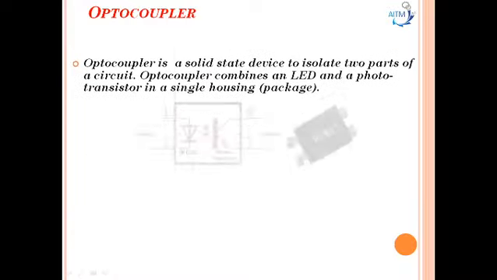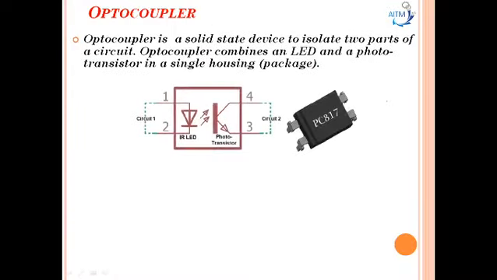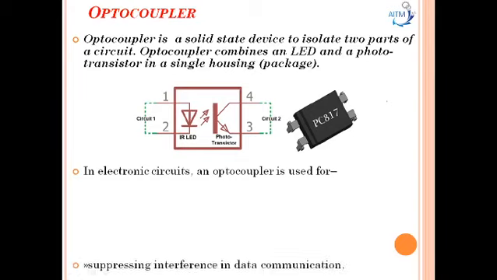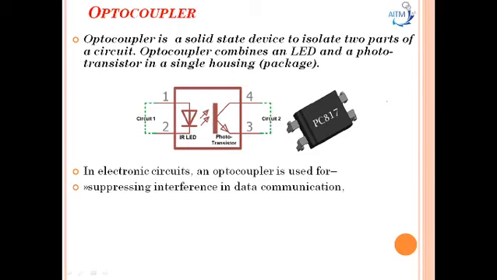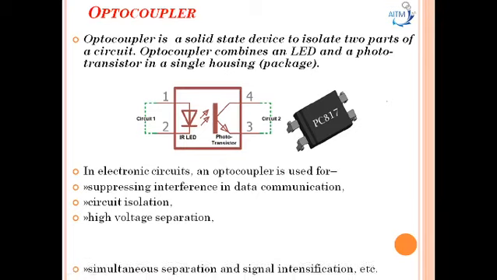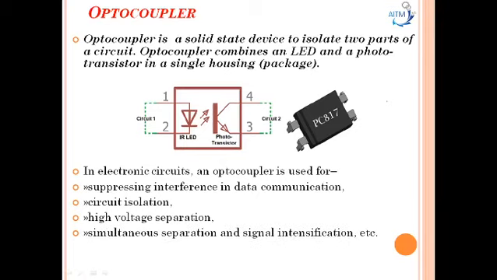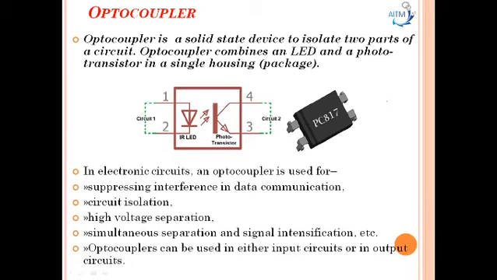Now we will consider one example, that is an optocoupler. An optocoupler is a solid state device to isolate 2 parts of a circuit here. An optocoupler combines an LED and a photo transistor in a single package here. In electronic circuits, an optocoupler is used for suppressing interference in data communication, circuit isolation, high voltage suppression, signal intensification, etc. And optocouplers can be used in either input circuits or output circuits here.